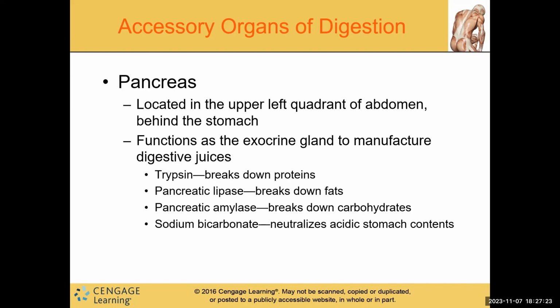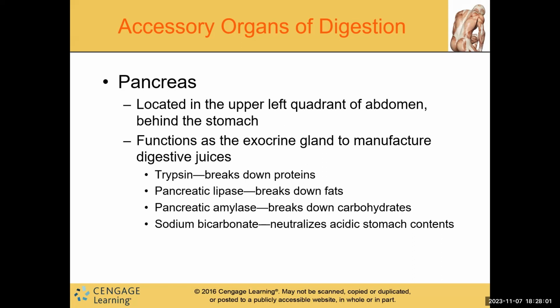Pancreas, very important organ located in the upper left quadrant of the abdomen behind the stomach. So it's an exocrine gland to manufacture digestive juices. So the different juices are trypsin, and you don't need to know this detail, but just so you're aware, trypsin breaks down proteins, pancreatic lipase. So we said LIP means lipids or fats. And then whenever you see ASE, usually it means it breaks it down. So lipase breaks down fats.